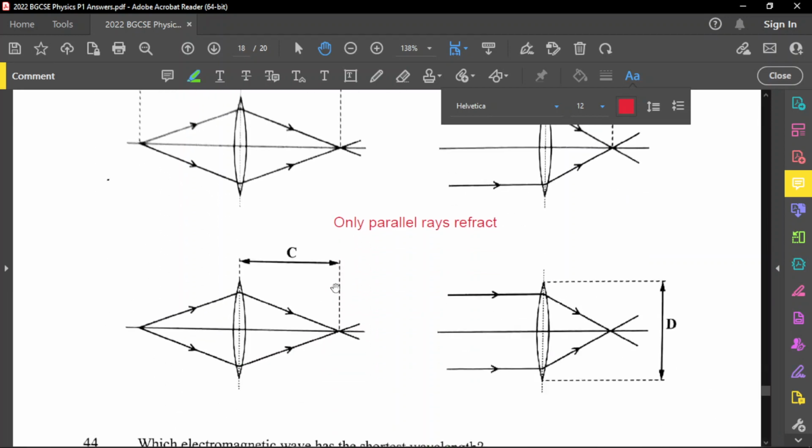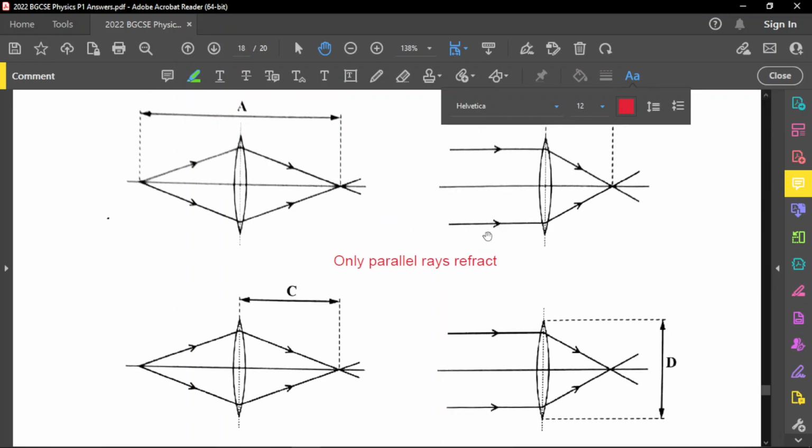All right, so for option C, if you notice, it is really from the optical center of the lens to where the rays converge, right? But why is C incorrect? The simple thing is that these rays are not parallel rays to the principal axis. So therefore, they will not converge like this at all. Just to make a note, only parallel rays refract like this. So this diagram is totally incorrect. Rays will not refract like this, nor converge like this.